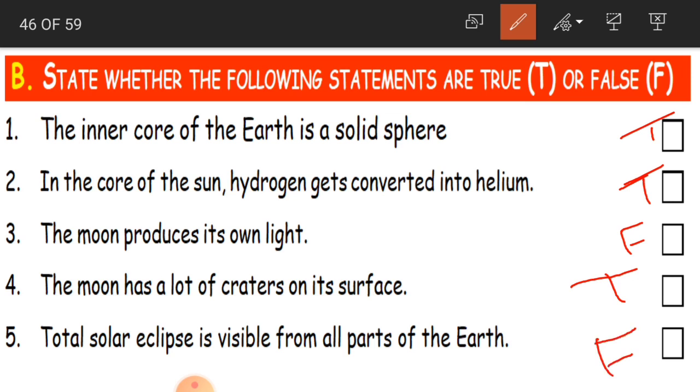The earth revolves around the sun, so there is change in day and night also. In some places we have day, and in some places we have night. In the same way, a solar eclipse is not going to be visible from all parts of the earth. So this is a false statement.